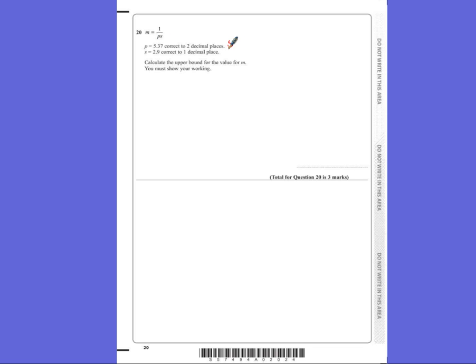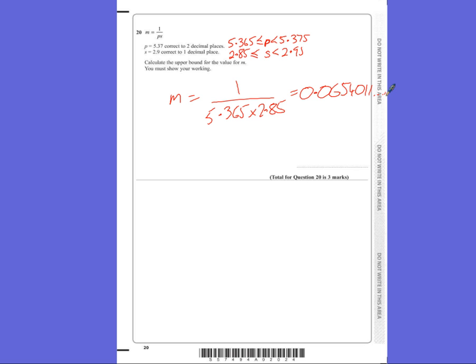So 5.37 will go anywhere from 5.365 up to 5.375, and 2.9 would go from 2.85 up to 2.95. So if we're after our lower bounds, so that will give us the upper bound, we'd do M is equal to 1 divided by 5.365 multiplied by 2.85, which will give us 0.0654011. Carry on.